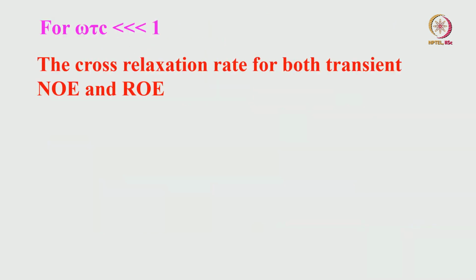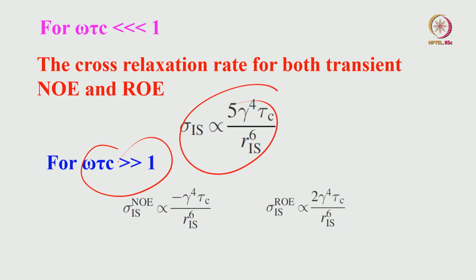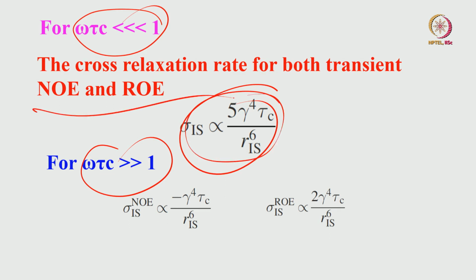Consider a situation where omega tau is very much smaller than 1. The cross relaxation rate for transient NOE and ROE can be given like this. For omega tau greater than 1, this is what it is. In the situation where omega tau is smaller than 1, this equation applies to both NOE and ROE. When omega tau is larger than 1, they are different. ROE and NOE both are different. One has a negative sign, the other is positive.